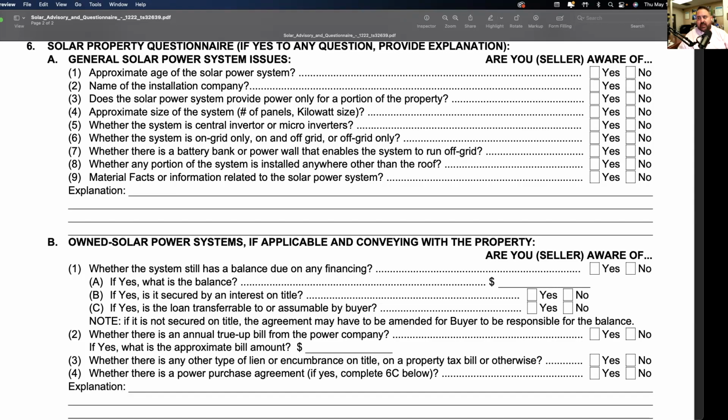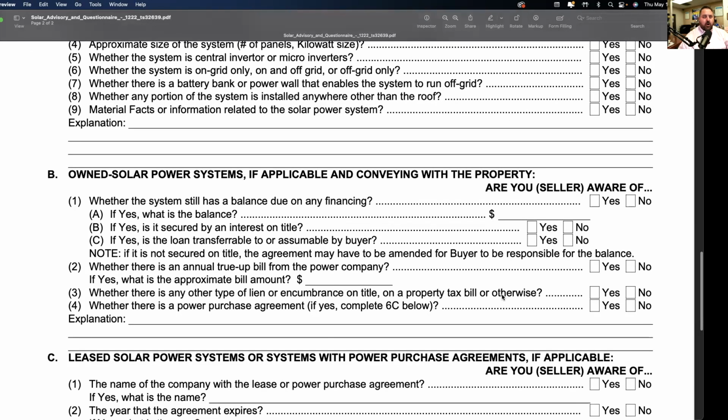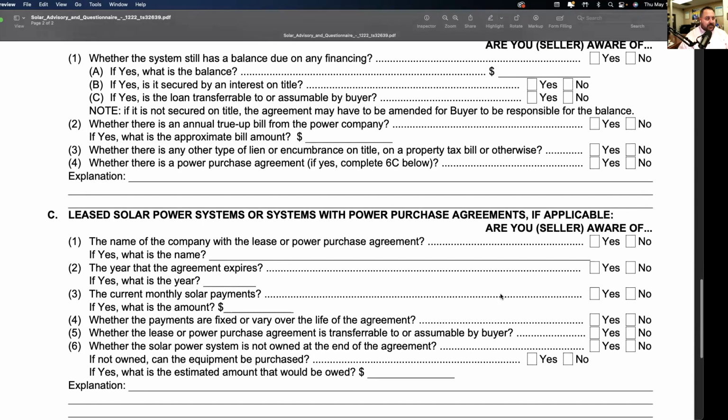So we answer those questions. Yes or no? Are you aware of leased solar power systems or systems with purchase agreements? Right now, it's again the name of the company with the lease or the power purchase agreement. If yes, what's the name? The year the agreement expires. If yes, what year? The current monthly solar payments.